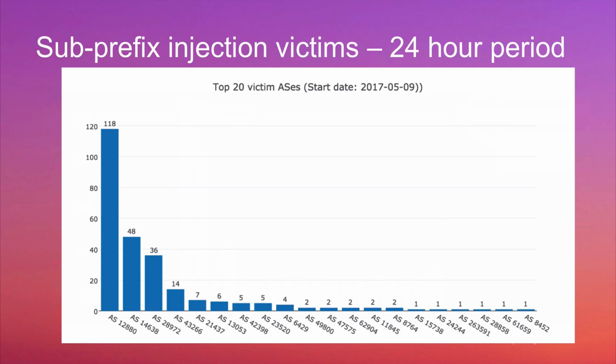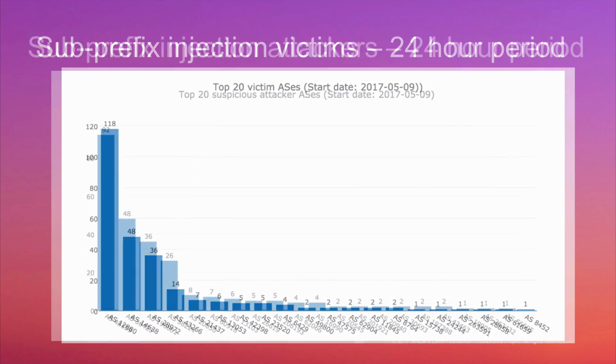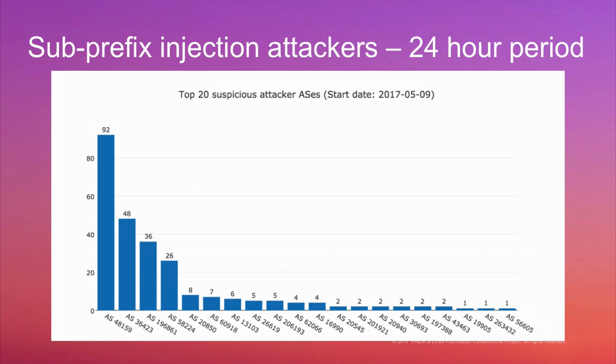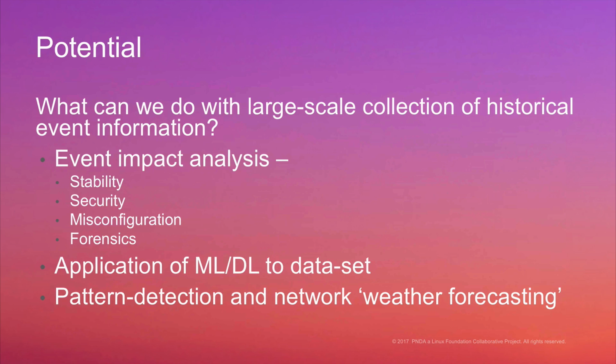With all the information, we're then able to show not only who the victim ASs are, but also who the potential perpetrators are. With this ability to look at the information in near real time, we may be able to move towards a position where we can adapt, react, and respond to a range of different kinds of events.